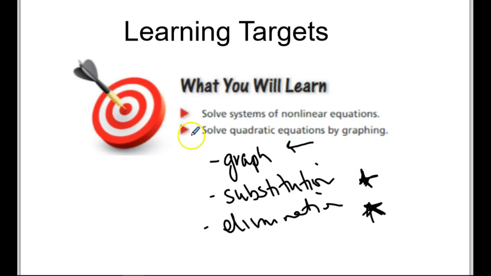And then our second learning target was solving quadratic equations by graphing, and that's where we just have a quadratic on one side of the equal sign and a quadratic on the other side. Then we set them equal to their own equations and graph them that way. So now that we've gone through our learning targets for today, go ahead and work on your homework for this section.